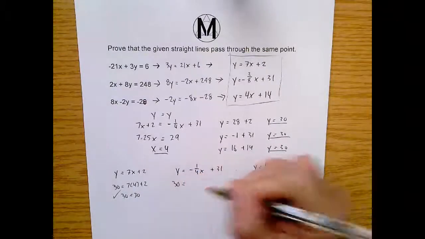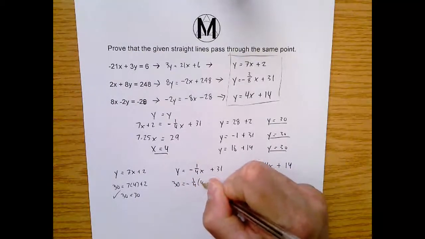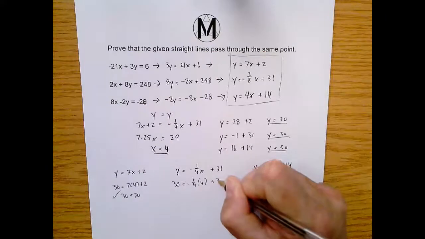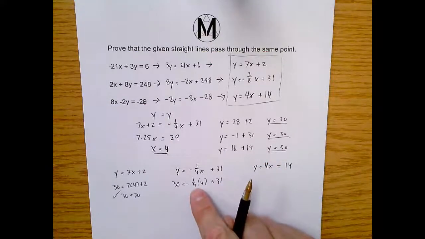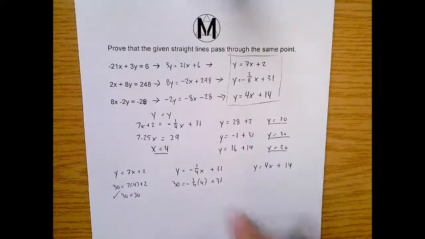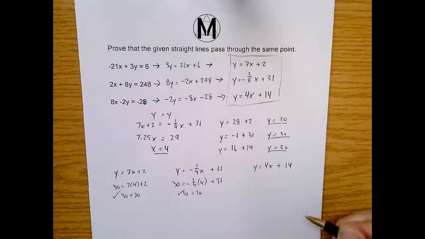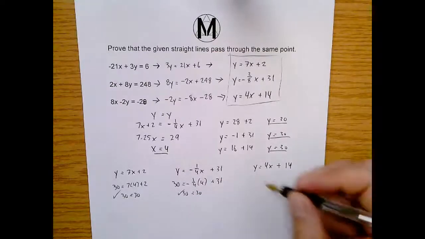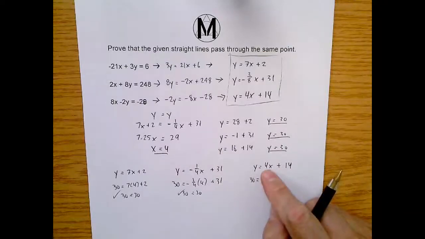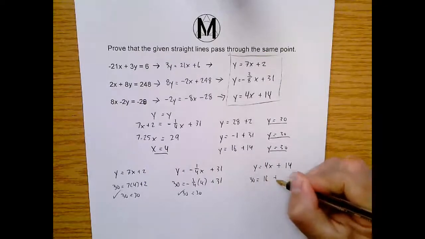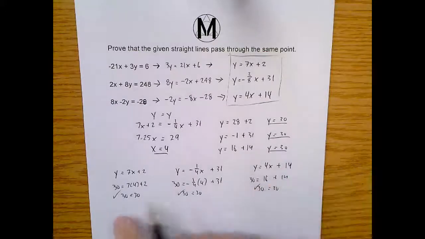Okay, plug in my y. 30 equals negative 1/4 times 4 plus 31. So negative 1/4 times 4 is negative 1. Negative 1 plus 31 is 30. So I just said 30 is 30. Woohoo! That one checks out. We are proving all over the place. Here we go. 30 equals 4 times 4 is 16, 16 plus 14. 30 is 30. Woohoo! And that proves it.